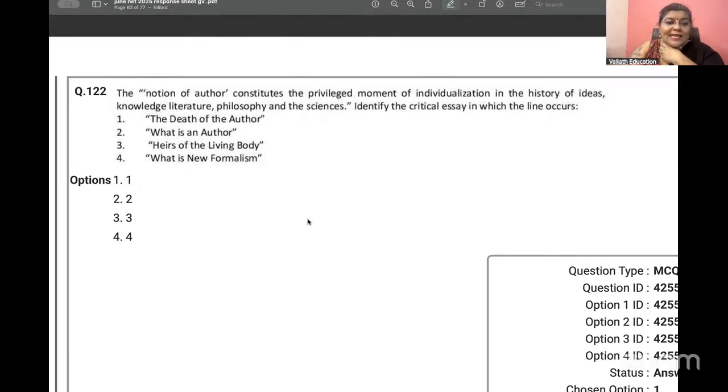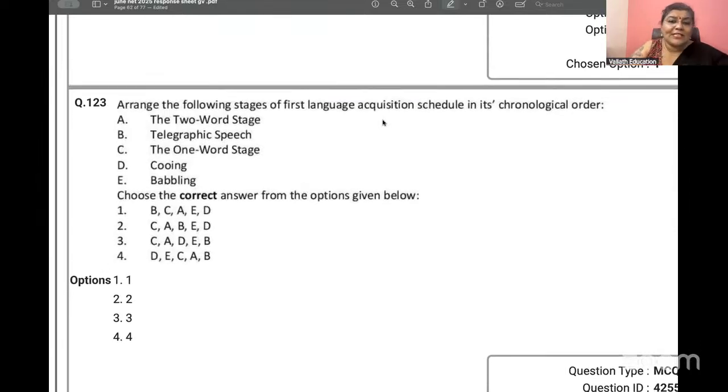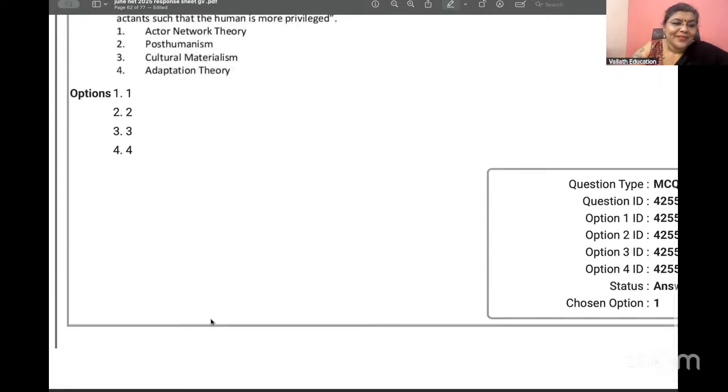Roland Barthes won't say, right? Arrange the following stages of first language acquisition. How do children acquire? Easy. Because 2-word stage, telegraphic speech, 1-word stage, you don't know all this, but cooing and babbling come first. Coo, children will say, babble, they will say, okay? So D and D should come first. Only one is there like that. Children's question it is. Okay.